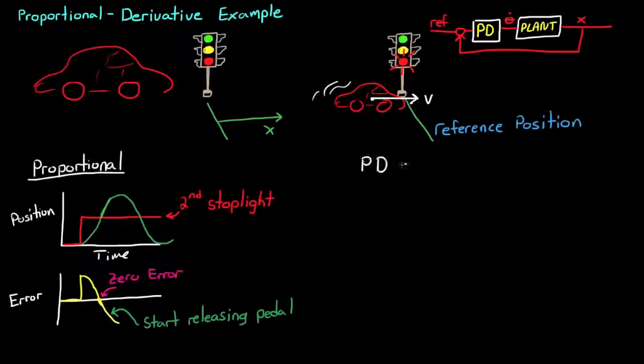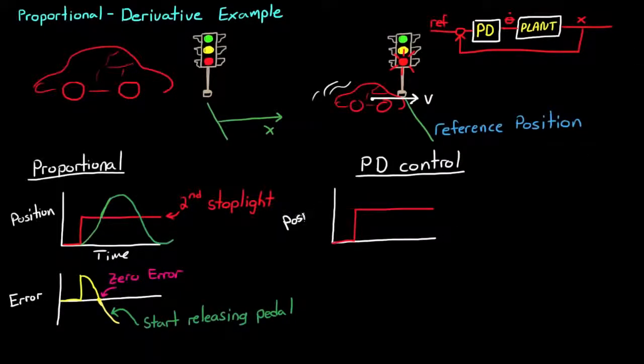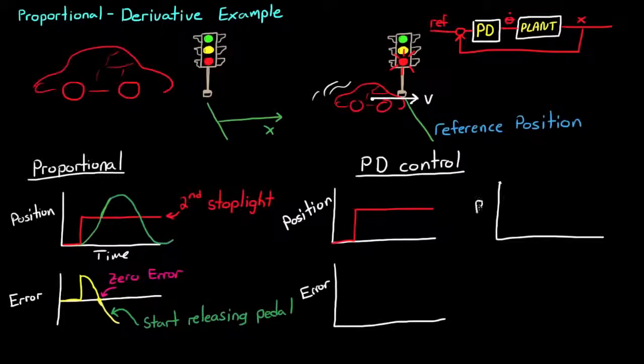When you add the derivative term to the controller, making a PD controller, you're adjusting the change in angle of the pedal based on the rate of change of the error as well as the magnitude. In other words, you recognize that you're closing in awfully fast on the light, so you'd better start releasing the gas pedal a bit early.